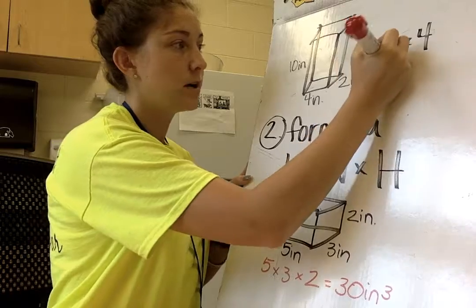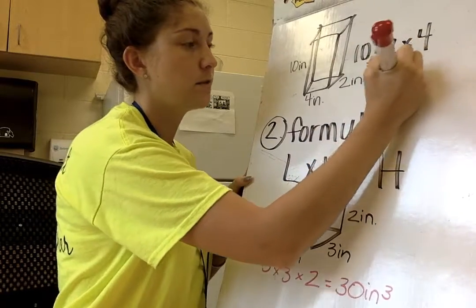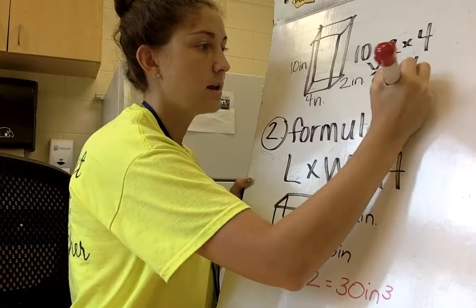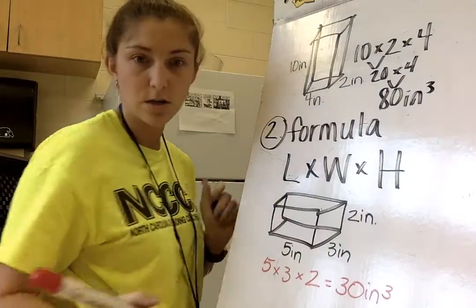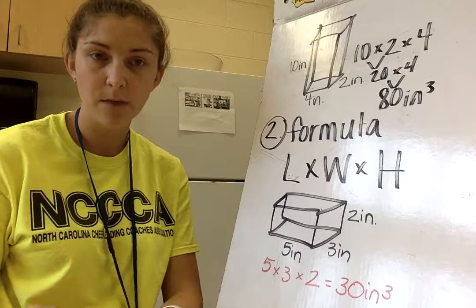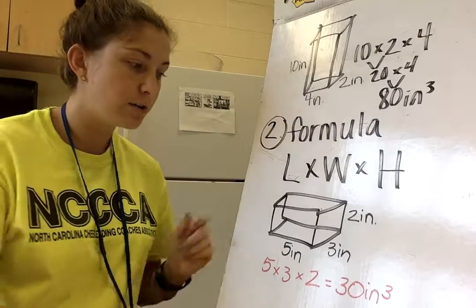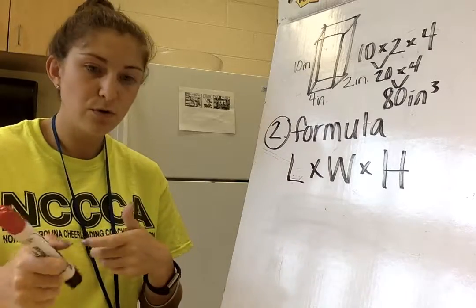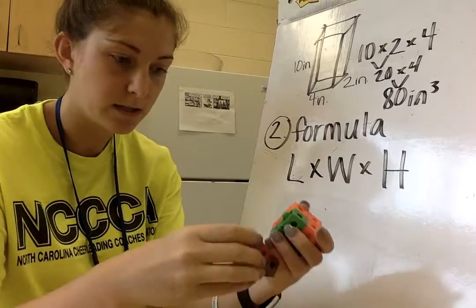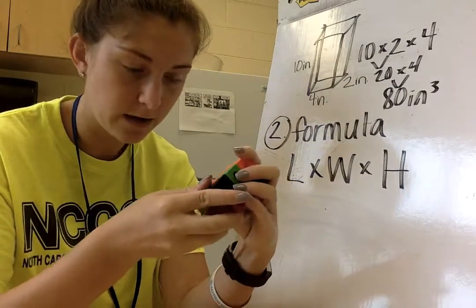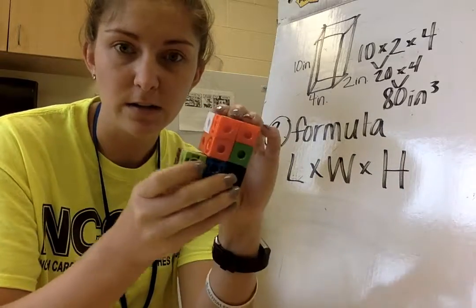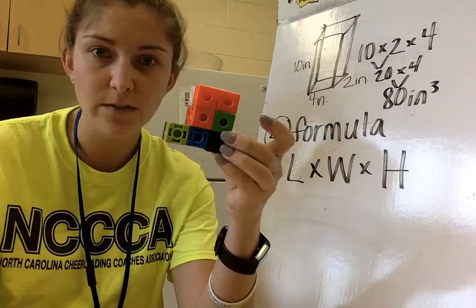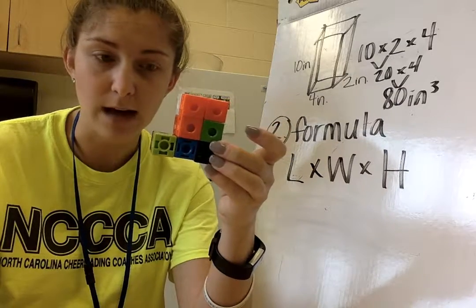So 10 times 2, I know, is 20, times 4, which gives me 80 inches cubed. Okay. We can also see volume as two things stacked on top of one another. So I might have to find the volume of a figure that looks like this. And this is kind of where things get tricky. This is where we have to do something called breaking apart the item.